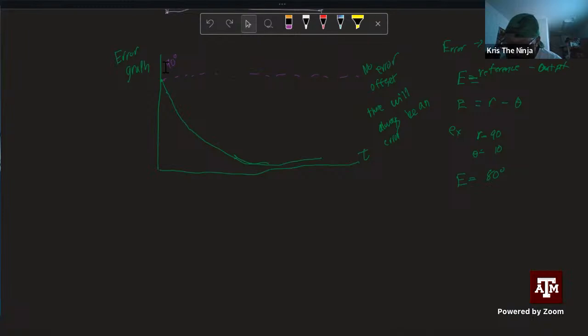If we set the proportion of the input gain equal to one, so if we say KP equals one, we'll do pink for this.